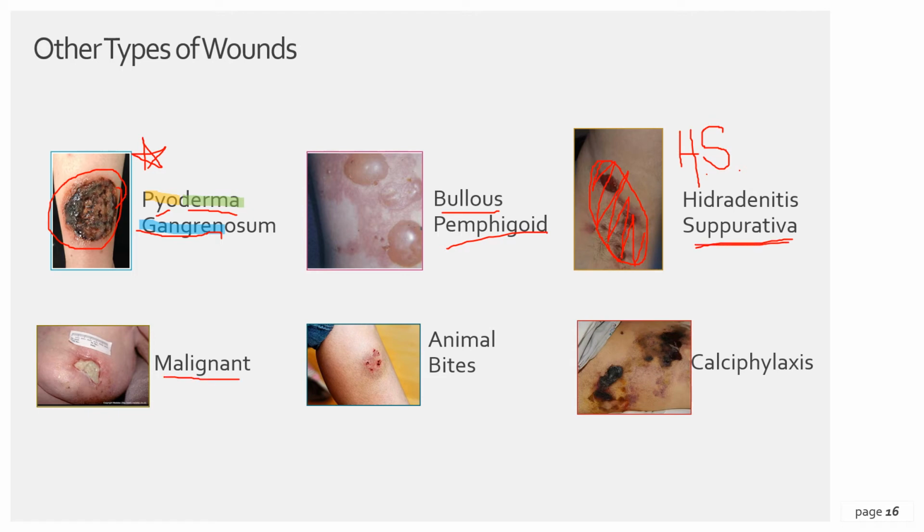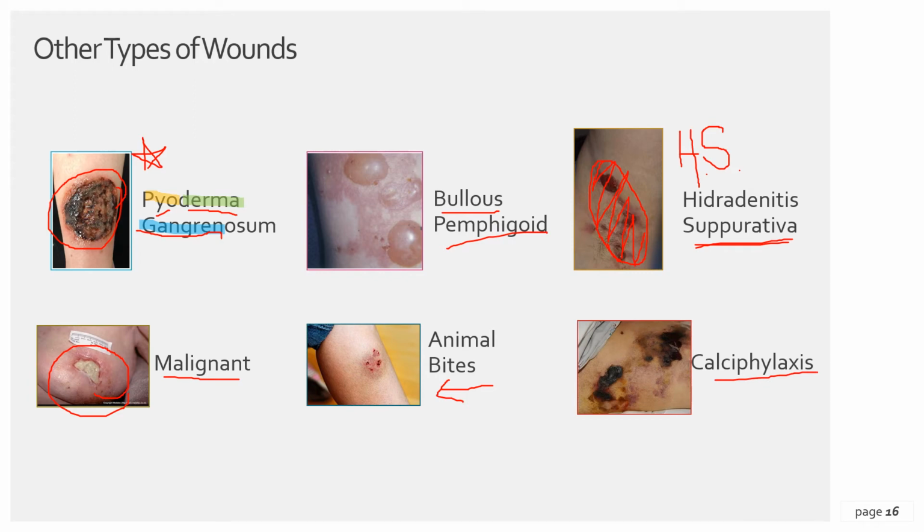Sometimes we see malignancies. Sometimes it's skin cancer itself, or sometimes it's tumors that erupt through the skin, such as this breast cancer here. Animal bites, we occasionally see those, usually because they get infected.